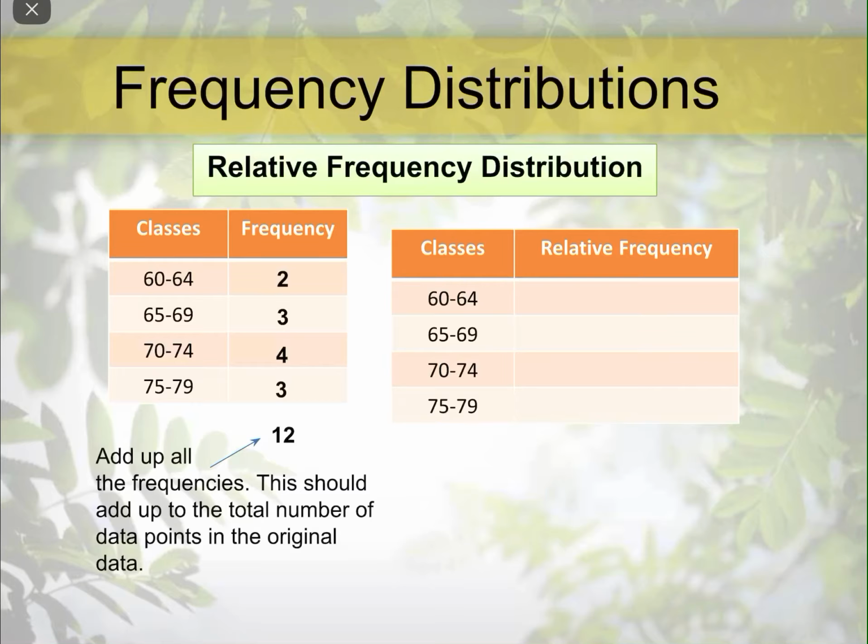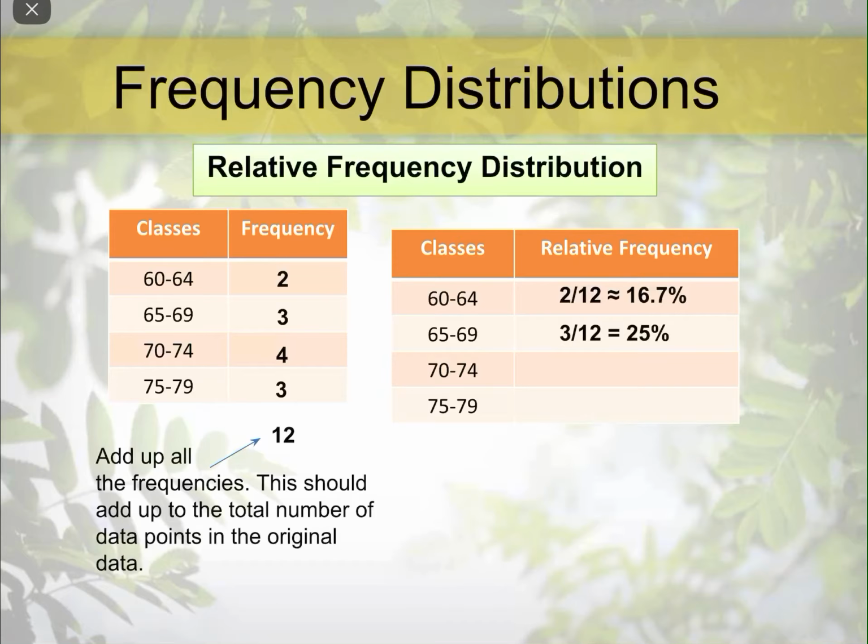So for the class 60 to 64, the relative frequency is what percent of the data appeared in that class. Well, if 2 data points out of 12 appeared in the first class, the relative frequency is 2 divided by 12, 0.167, or 16.7%. And the next one would be 3 divided by 12. So there are 3 data points in the next set divided by the total, which is 12. And we get 0.25 or 25%.